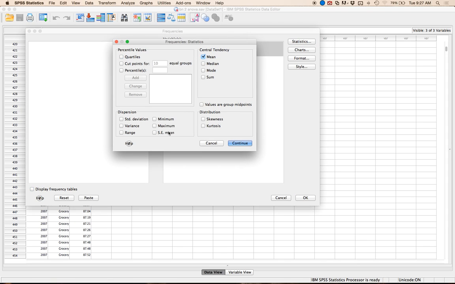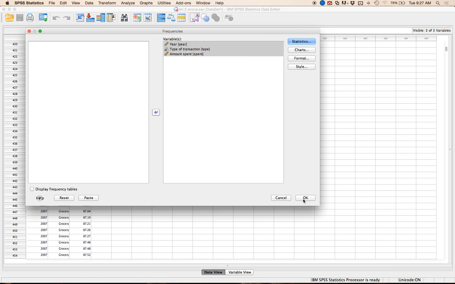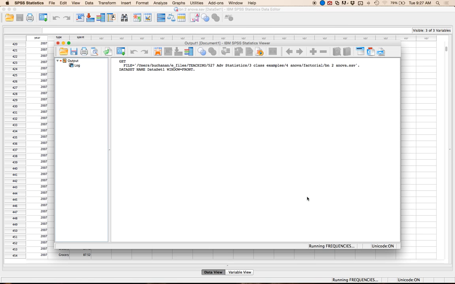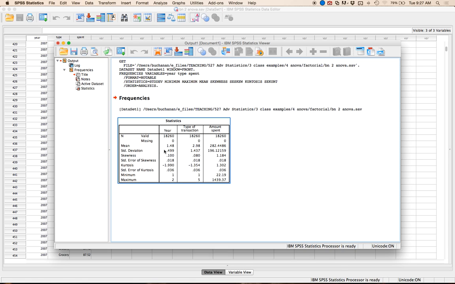Statistics: mean, min, max, standard deviation. We can get skew and kurtosis if we want. And then hit OK. Alright, so I don't clearly have any missing data.